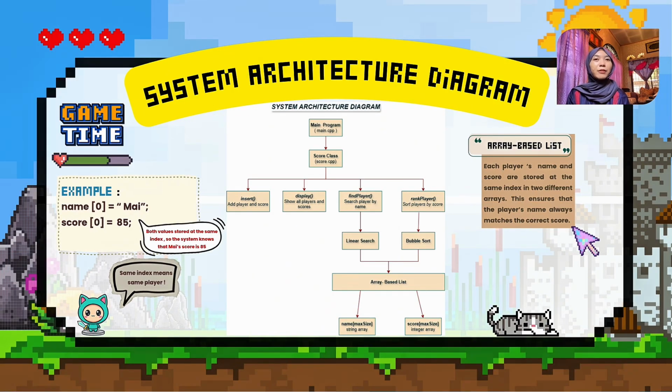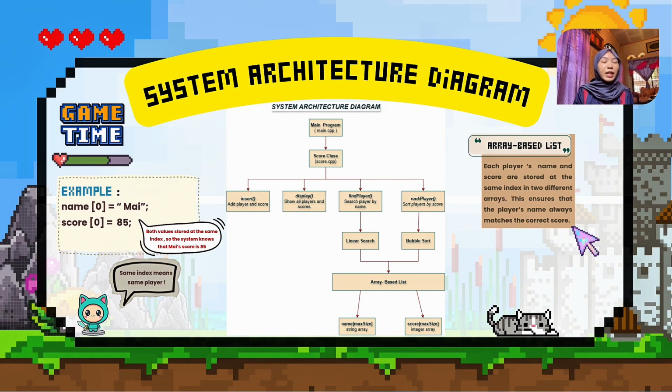The last function is rank player. The function sorts all players' scores from the highest score to the lowest score. To perform the sorting process, we use the bubble sort algorithm. Bubble sort works by comparing two adjacent scores. If the left score is smaller than the right score, the two scores will swap. The process is repeated until all players are arranged from the highest score to the lowest score.